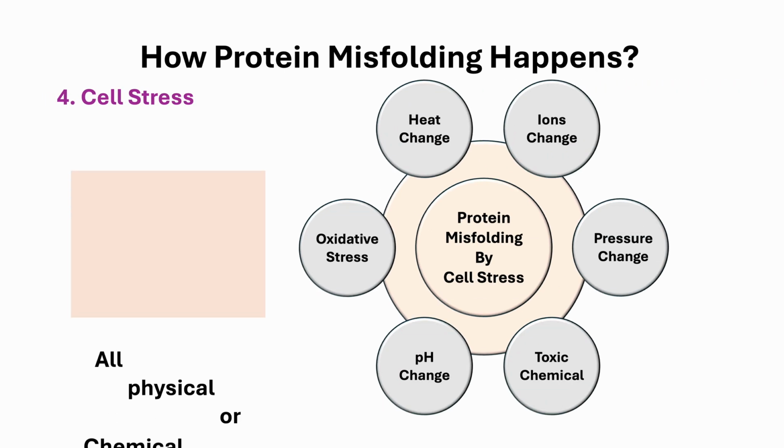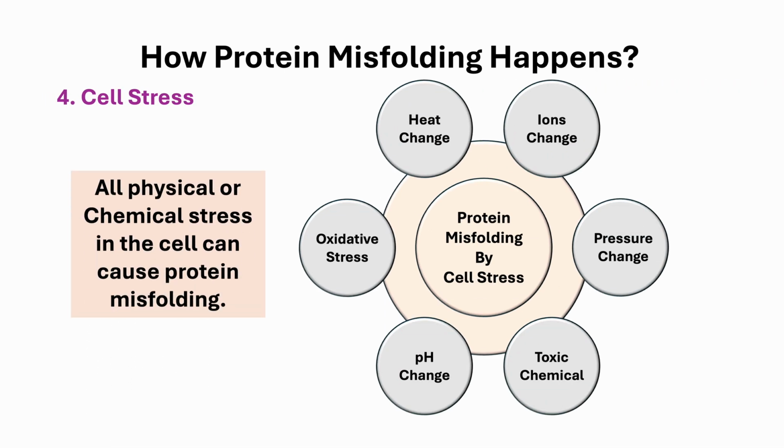Physical or chemical stresses like heat changes, pH shifts, or toxic chemicals alter the cell's environment, and this disrupts the delicate balance needed for folding, causing proteins to misfold.